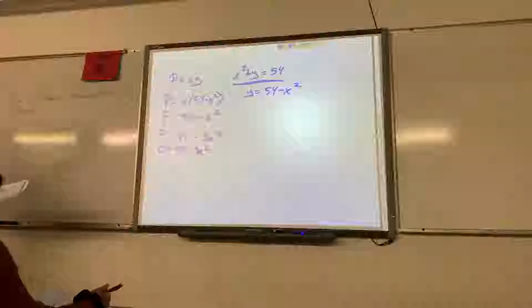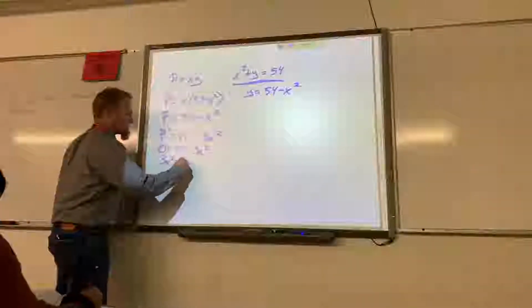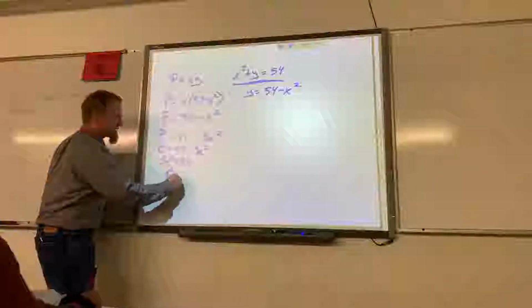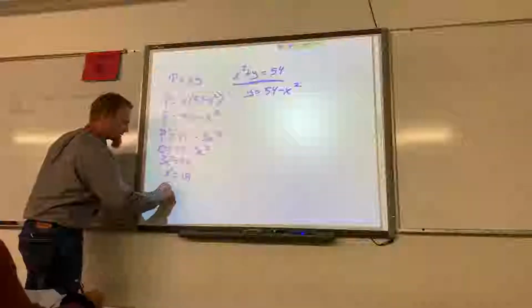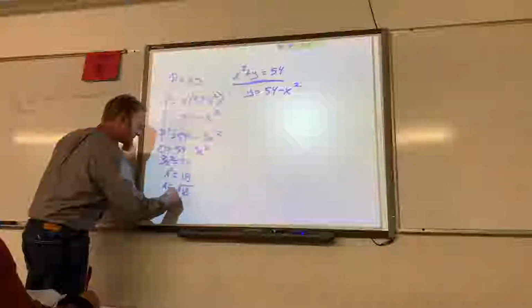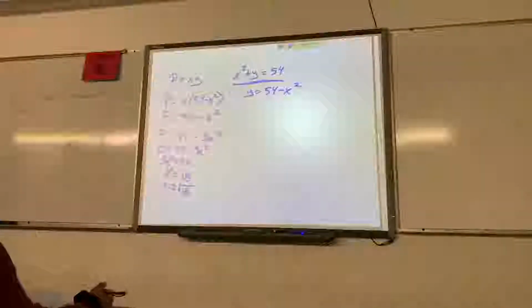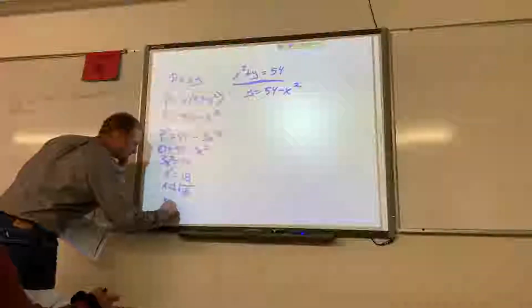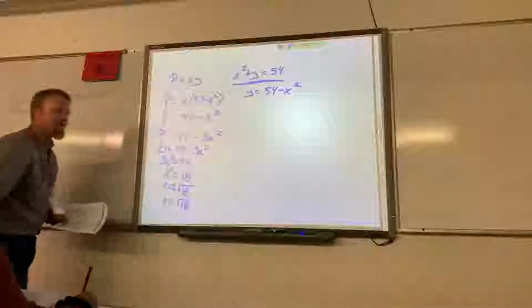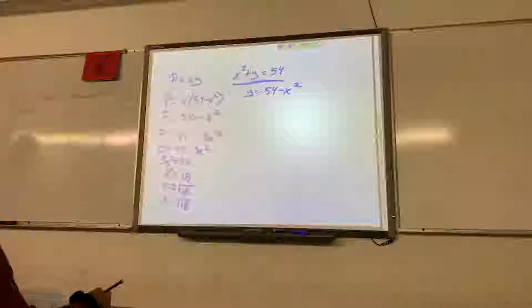All right, so let's solve this. We get 3x squared equals 54. I divide by 3. That is 18. So I get x equals, I'm going to start off with plus and minus the square root of 18. But what did the problem say I was looking for? Positive numbers. So I only care about the square root of 18. Okay? Now what?